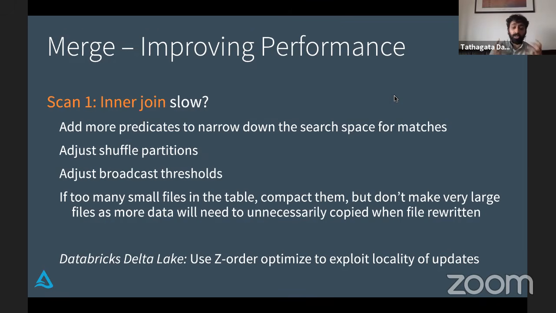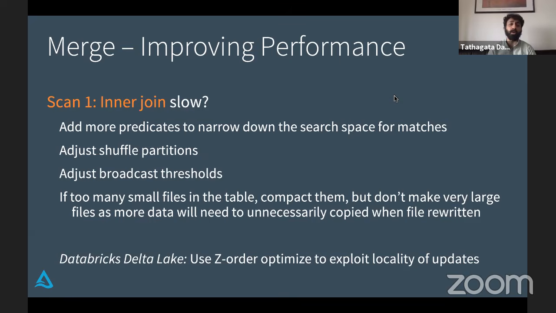If the inner join, which is finding the files to rewrite, is the bottleneck and taking the most time in the query, then you have certain optimization techniques. If it's the other one, then you have certain other optimization techniques. So if the inner join is slow, that is, you're taking a lot of time to just find the files to update, then the standard techniques of adding more predicates to narrow down the search space help. You can obviously adjust the shuffle partitions. These are standard Spark optimization techniques. Adjust the number of shuffle partitions to control the parallelism of the shuffle that needs to be done for the join.